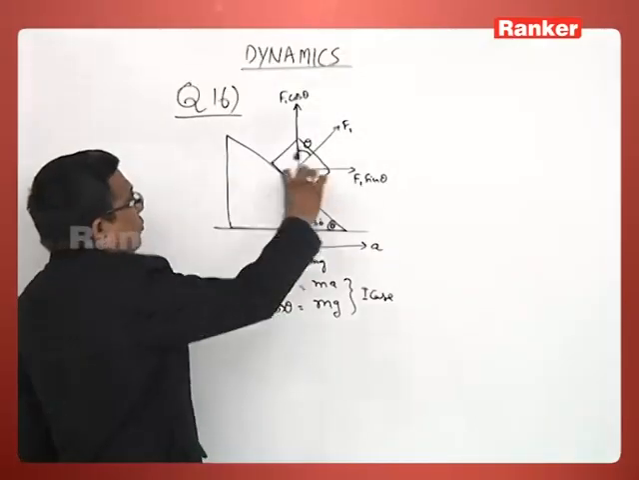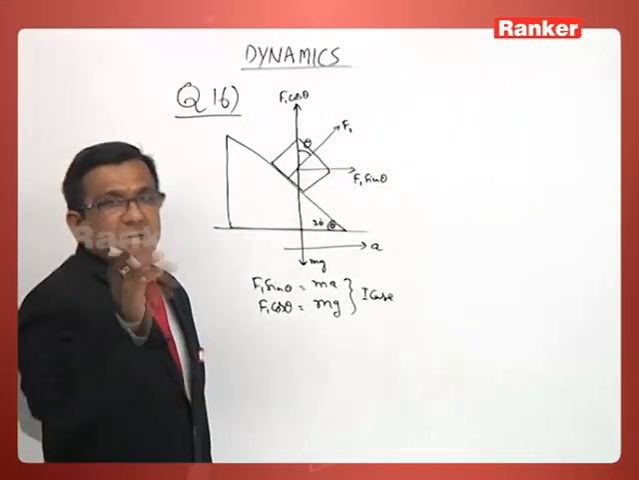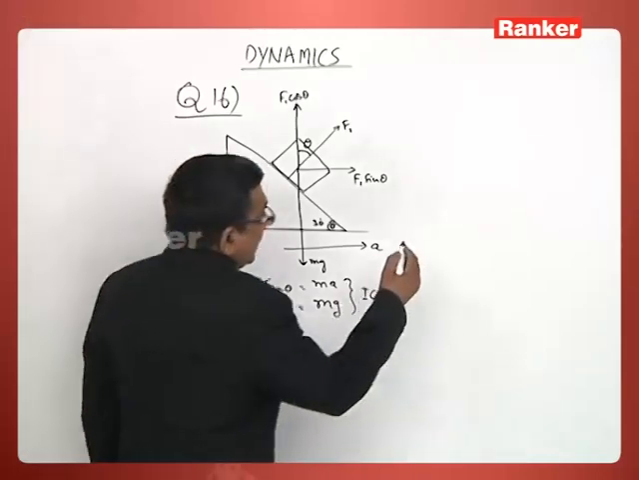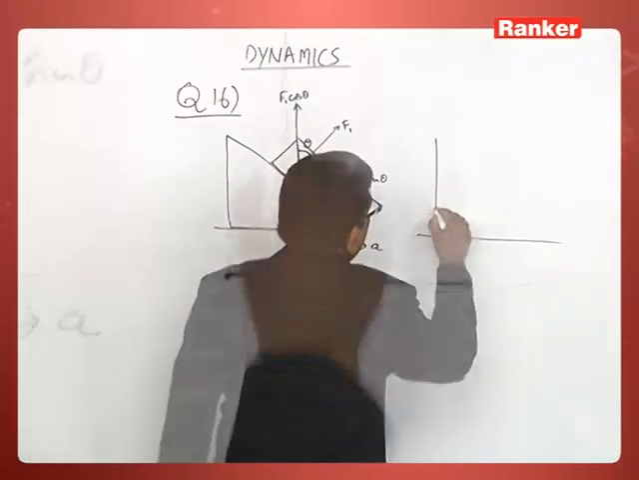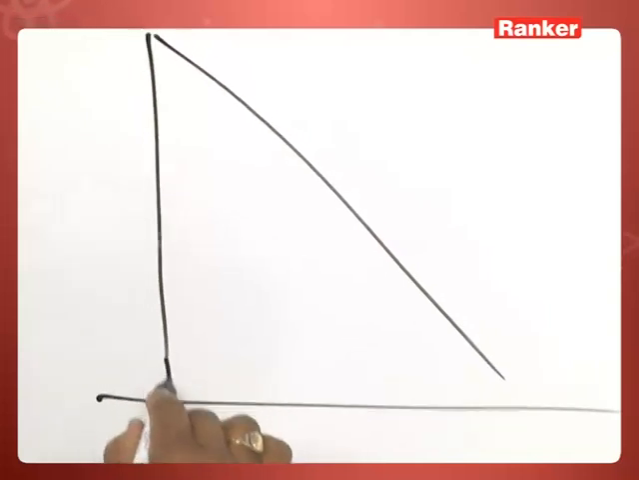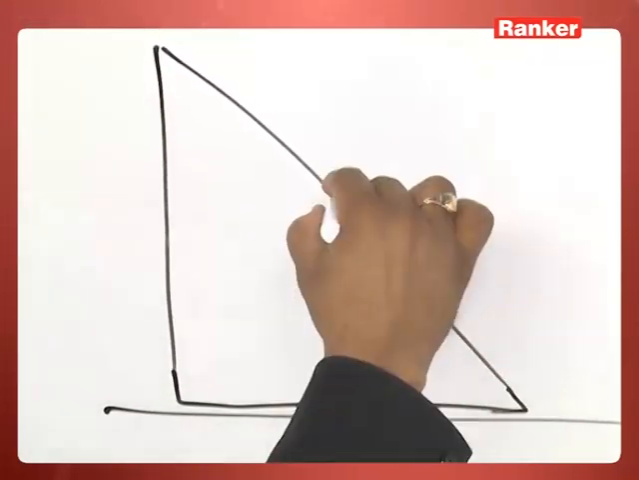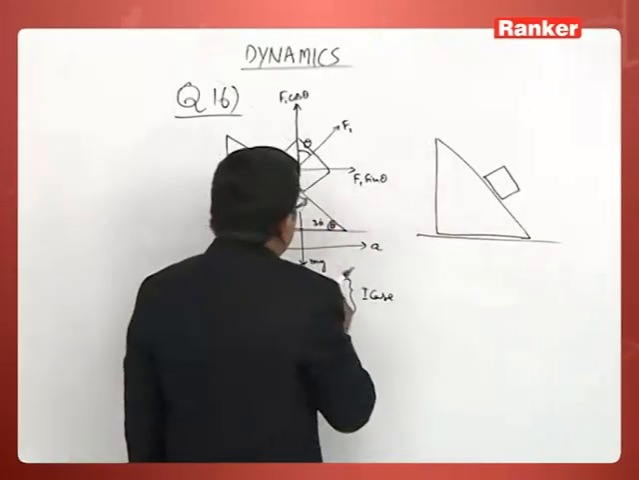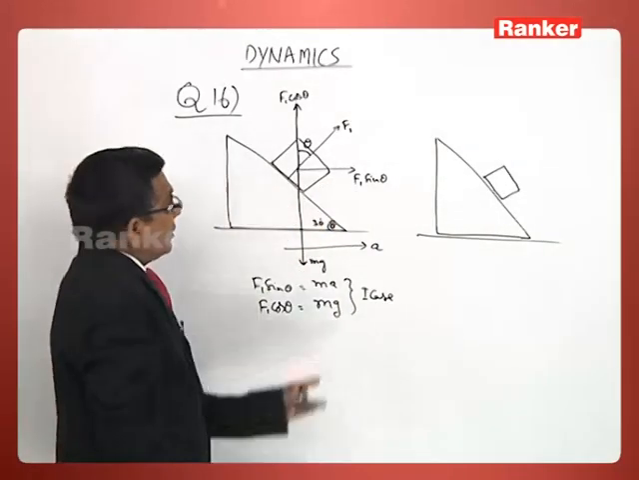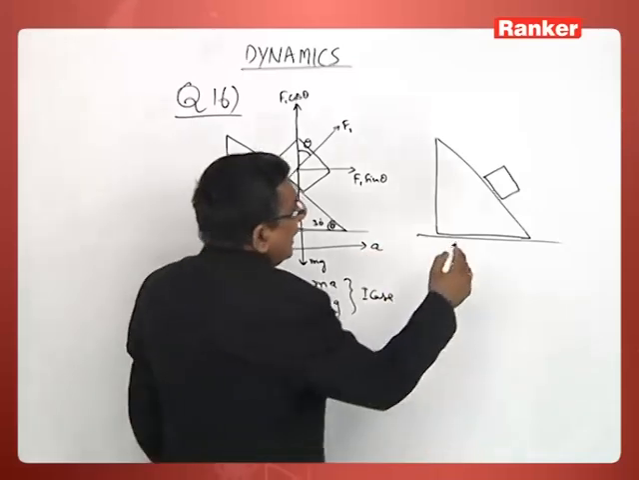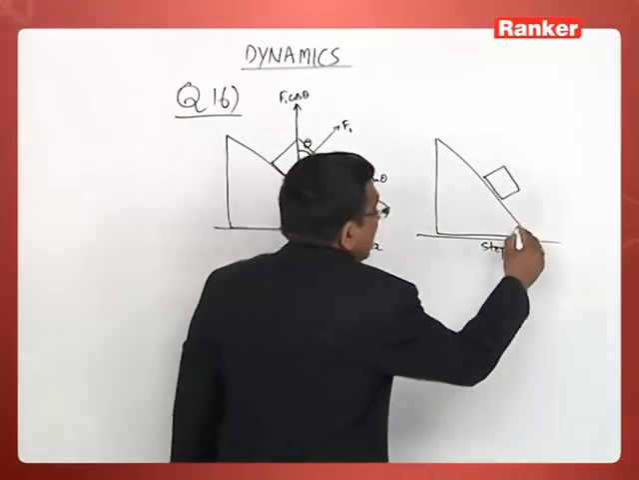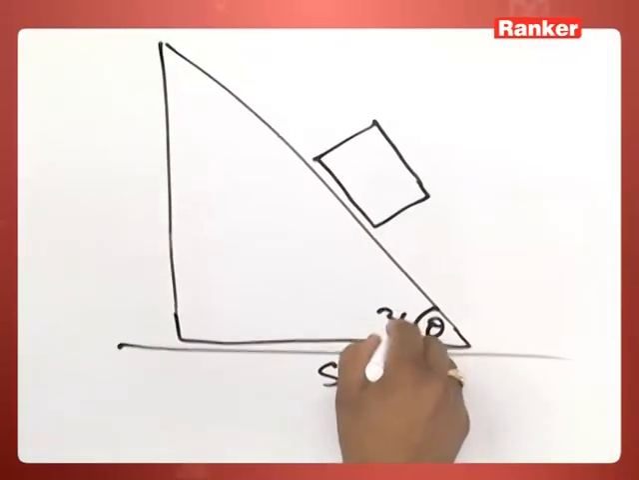Now in this case both are moving with an acceleration a, but in the second case it is given the inclined plane stops. That means it is not moving with an acceleration. If it stops, like this inclined plane has stopped, then the block starts sliding down. When it stops, the angle remains the same, angle theta is equal to 30 degrees.